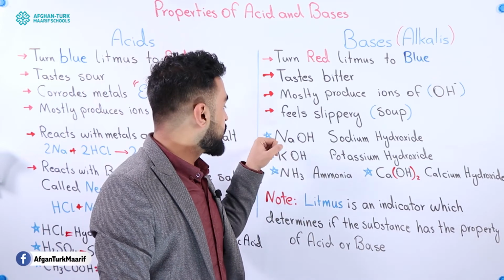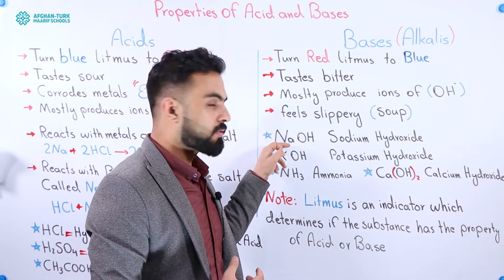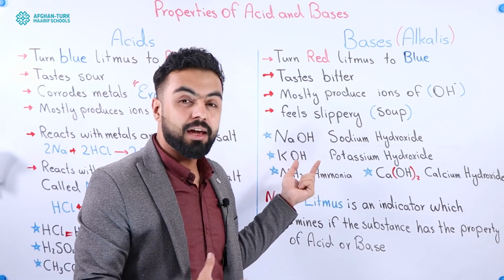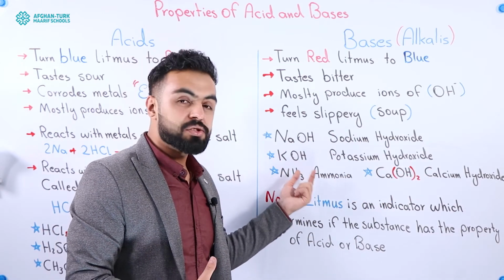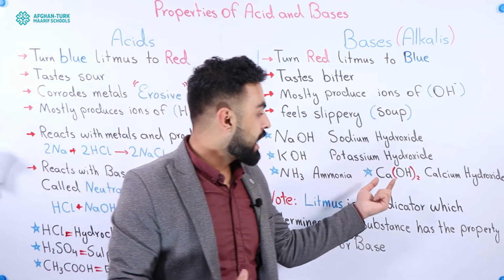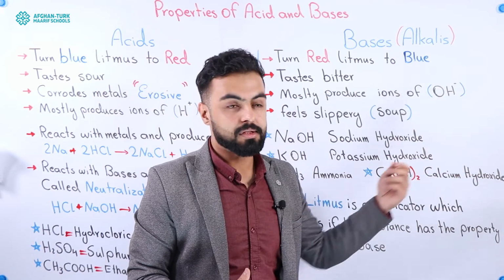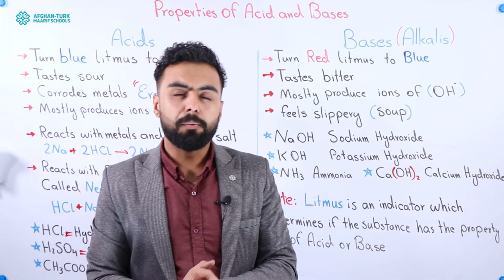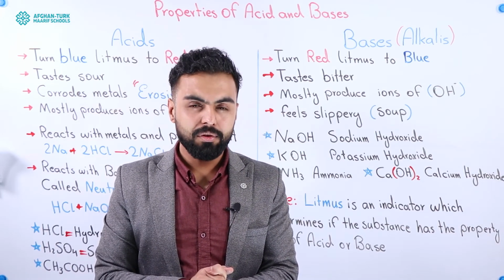And there are some important bases. One of them is sodium hydroxide, NaOH, KOH, potassium hydroxide, NH3, ammonia, and Ca(OH)2, calcium hydroxide. And this was the note about the litmus. So that was all about the properties of acid and bases.